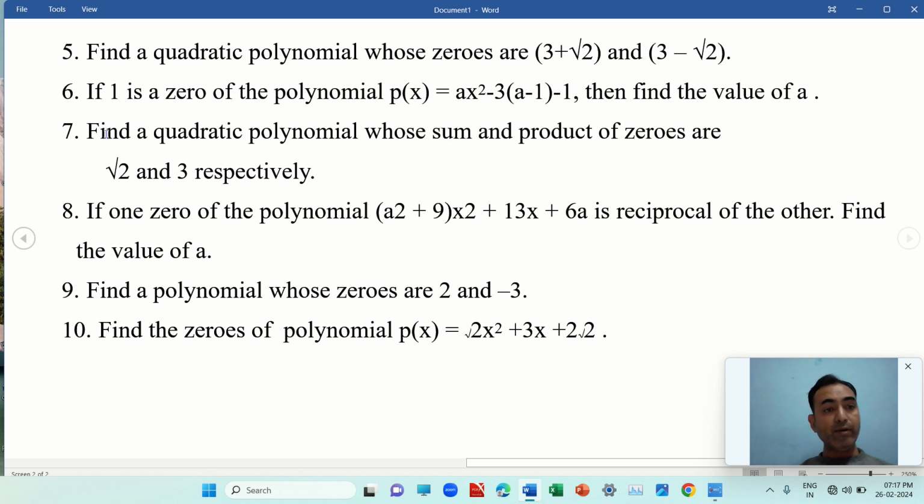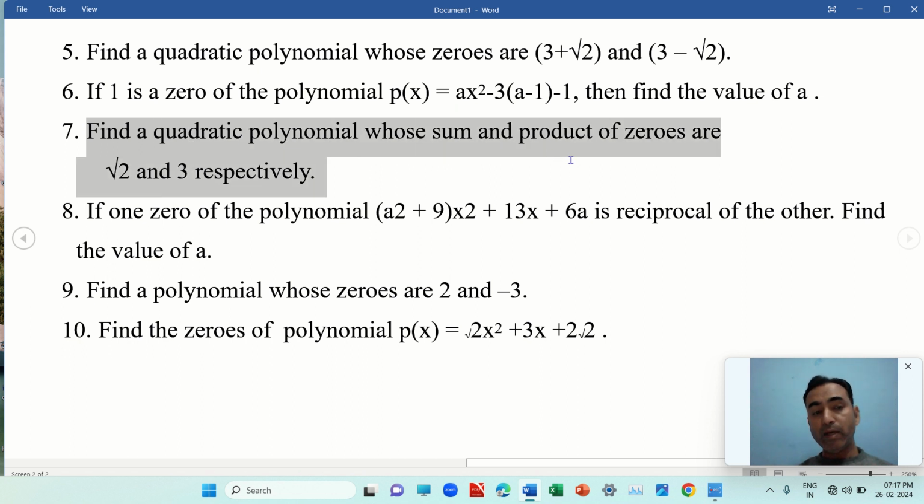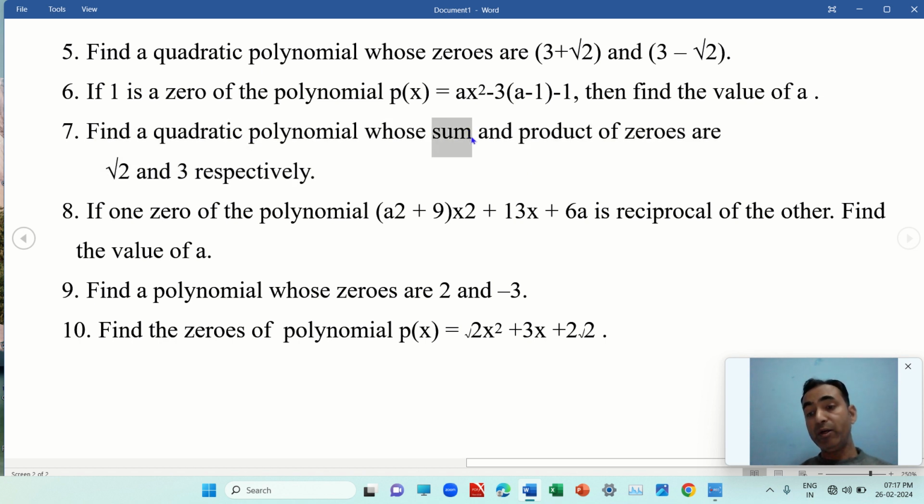Okay. Now the next question is 7. Find a quadratic polynomial whose sum and product of zeros are root 2 and root 3 respectively. It means we have been given the sum. Read this question very carefully, because sometimes students think that alpha and beta are given. In this question, alpha and beta are not given. In this question, the sum is given as root 2 and the product is given as 3.